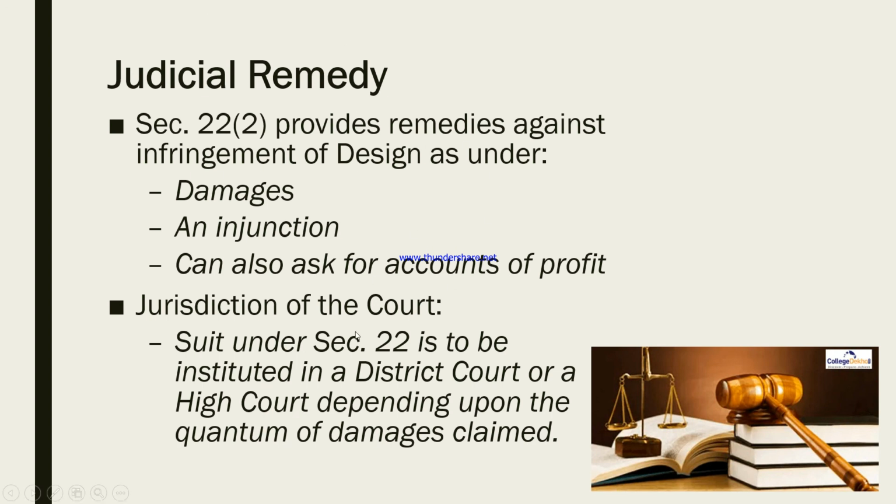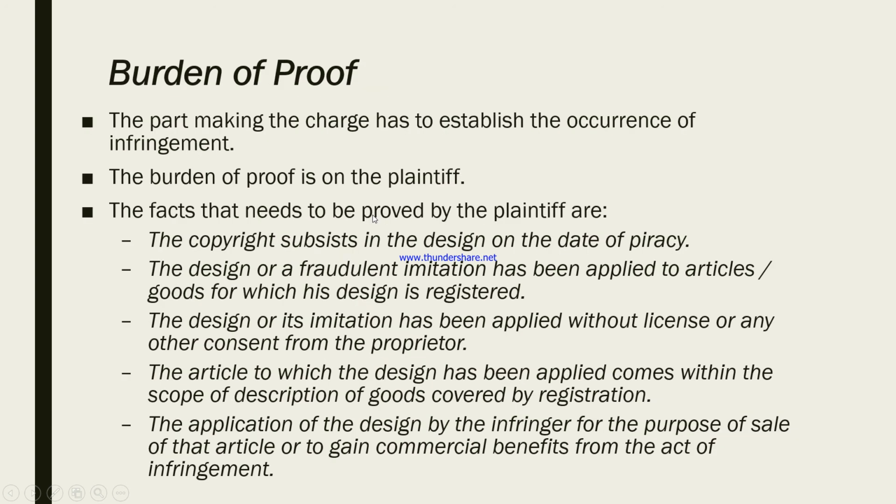Let us come to the judicial remedies. So what are the remedies available against piracy? Section 22(2) of the Designs Act provides remedies against infringement of design as under. So the plaintiff can claim damages. He can also claim an injunction to stop the work being copied, and can also ask for accounts of profits. So what is the jurisdiction of the courts? A suit can be filed under Section 22, not inferior to the district court or high court, but it depends on the quantum of damage. So pecuniary jurisdiction gets applied here.